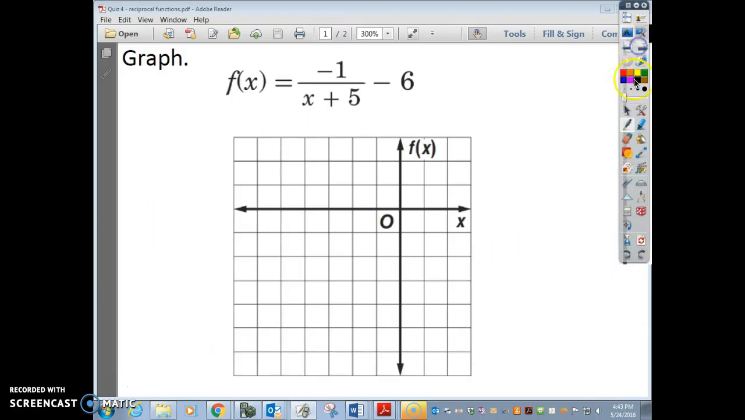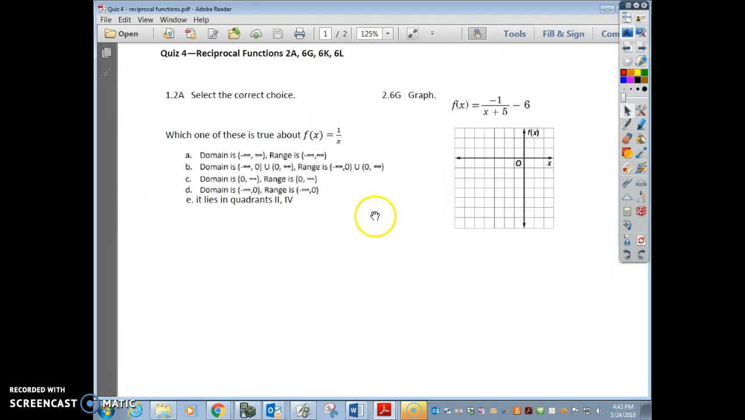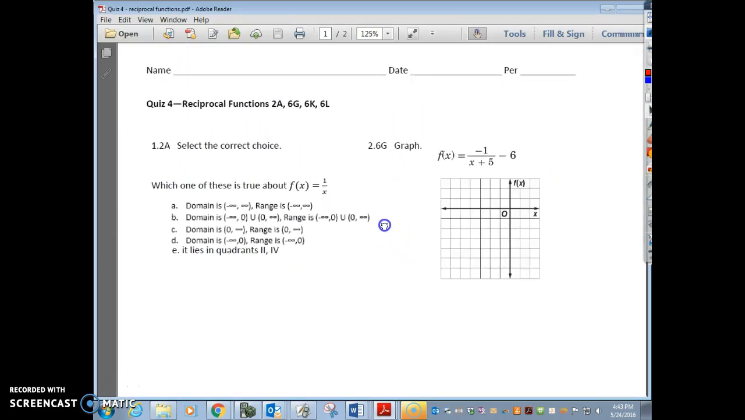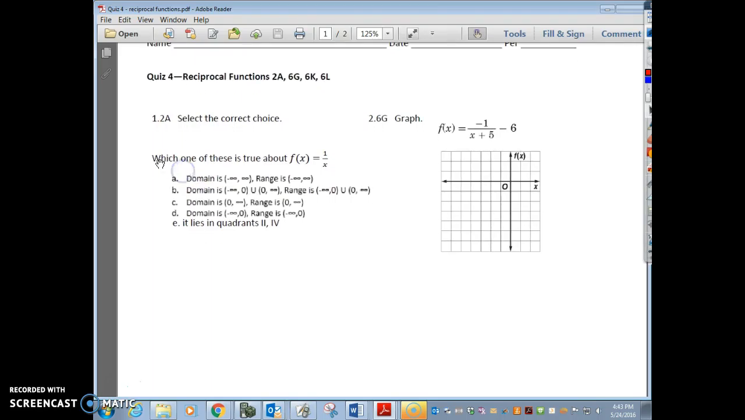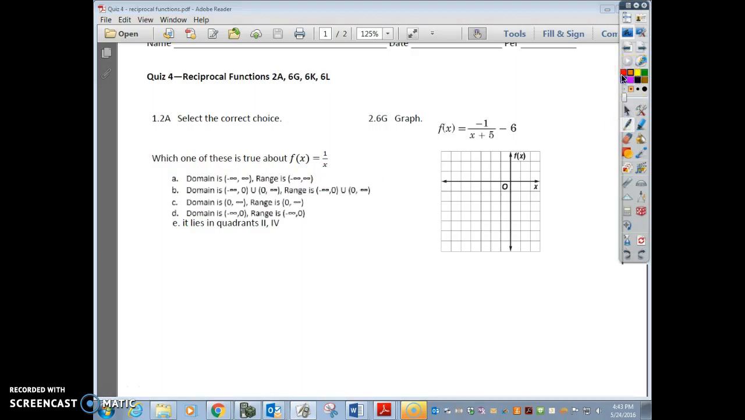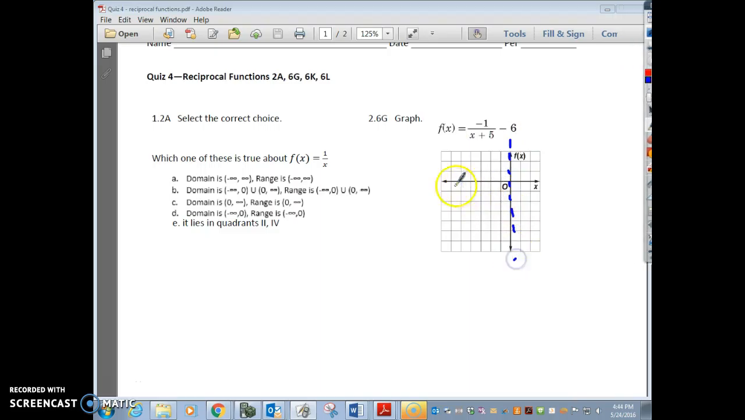Now let's look at number 1. Why did I do that one first? Because this one says select the correct choice. Which one of these is true about 1 over x? So 1 over x is the parent function, right? We already know what that looks like. It has the vertical asymptote right here at 0 and horizontal at 0, and it's going to go like this, right?